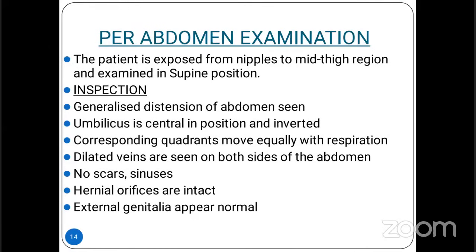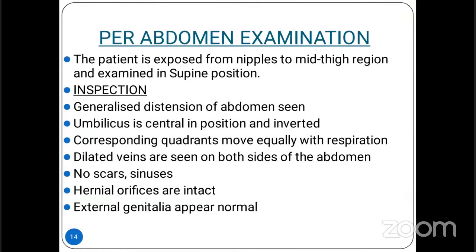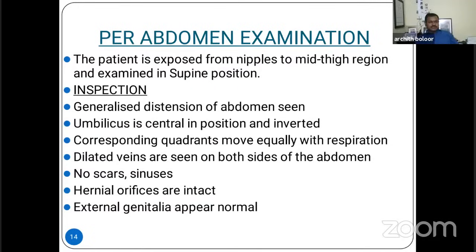Dilated veins are seen on both sides of the abdomen. No scars and sinuses. Hernial orifices are intact. External genitalia appear normal. Okay, how do you make out these dilated veins? How do you examine for dilated veins? So it should be examined in standing position. Yeah. You have to very specifically say that dilated veins were examined in standing position, because in supine position they may not be visible.